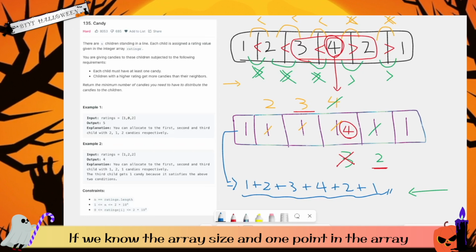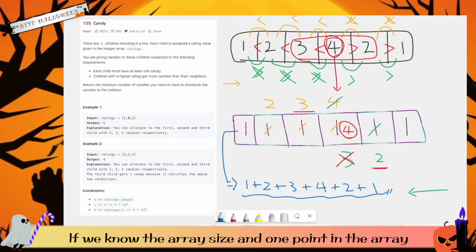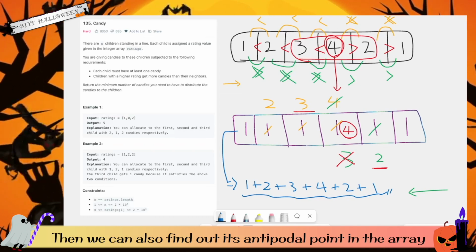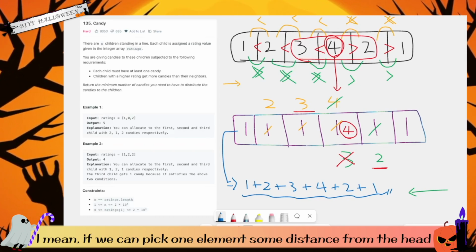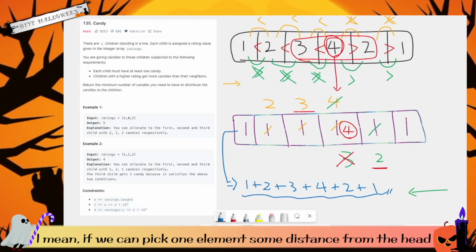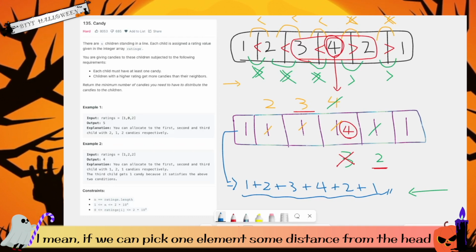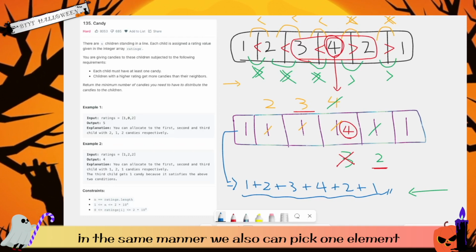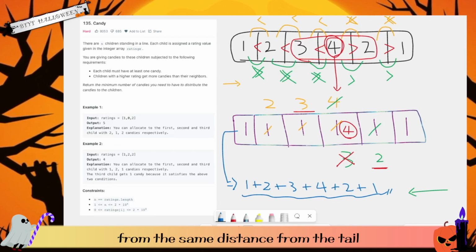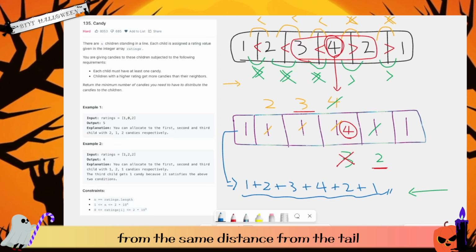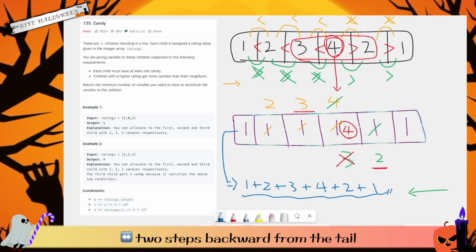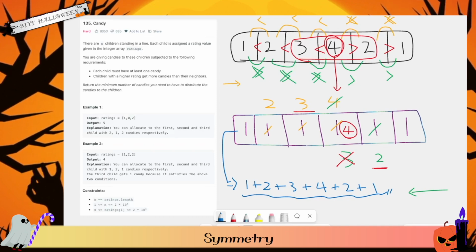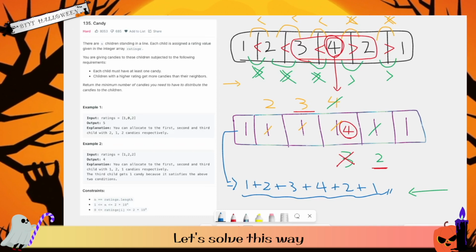If we know the array size and one point in the array, then we can also find out its antipodal point in the array. I mean, if we can pick one element some distance from the head, in the same manner, we can pick one element at the same distance from the tail. 2 steps forward from the head, 2 steps backward from the tail. Symmetry. Let's solve it this way.